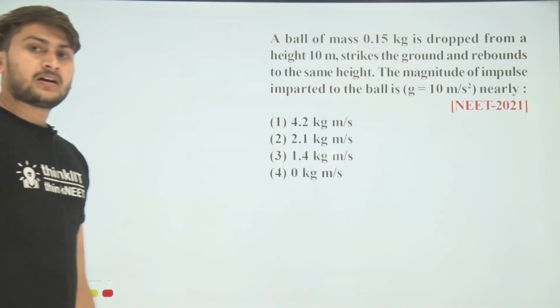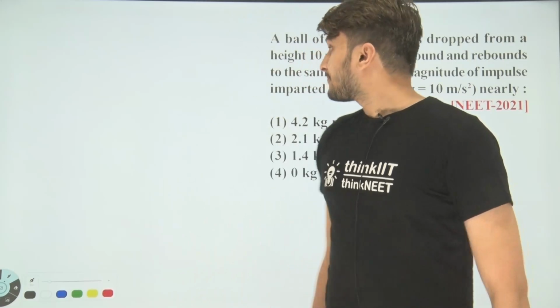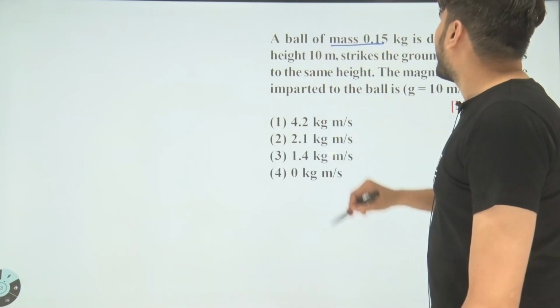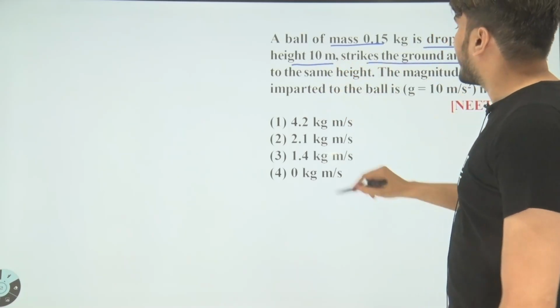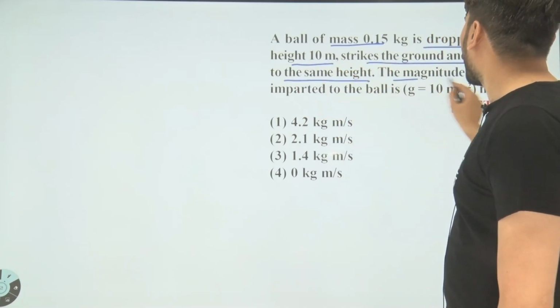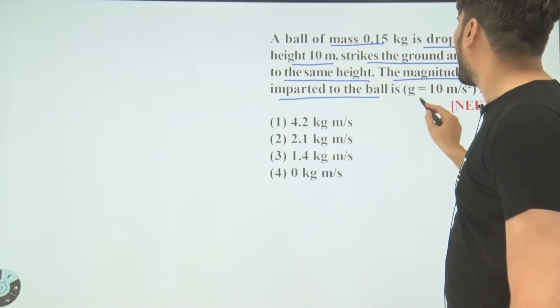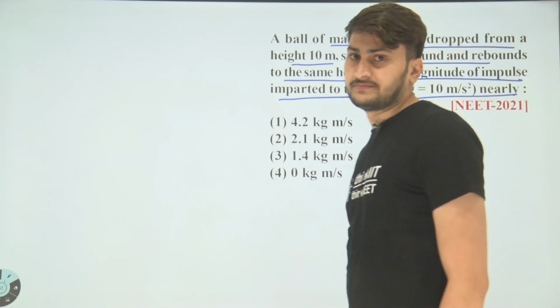Hello students, the question is: a ball of mass 0.15 kg is dropped from a height of 10 meters, strikes the ground and rebounds to the same height. Now the magnitude of impulse imparted to the ball is, and the value of g is given.